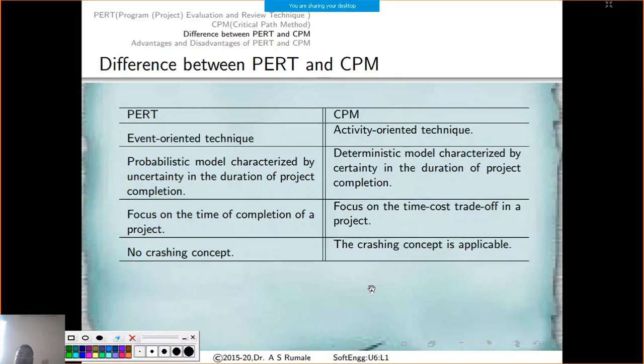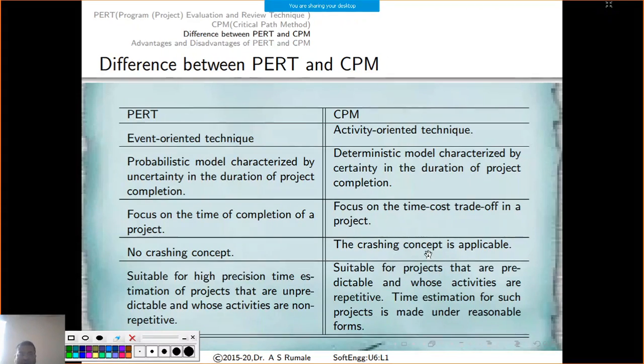While in CPM you create the entire network and then try to find the shortest path which will complete the project before time. That is the crashing concept, which is applicable only in CPM. It is not applicable in PERT, because crashing is possible only if there is certainty. In uncertain conditions, where the time is probabilistic, these things are not possible.